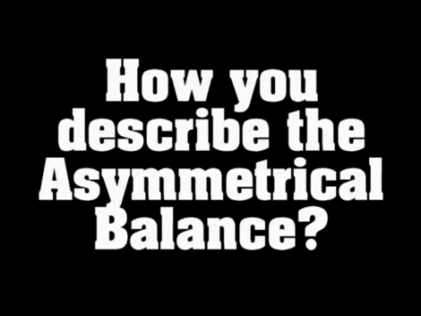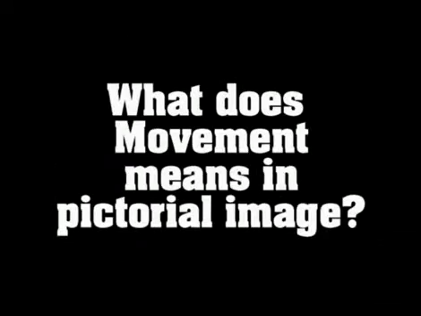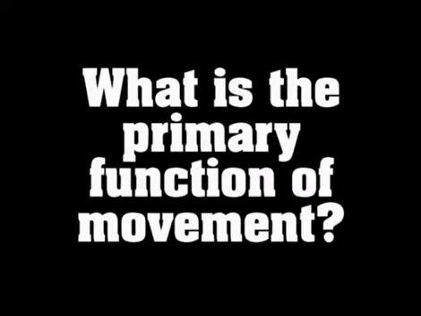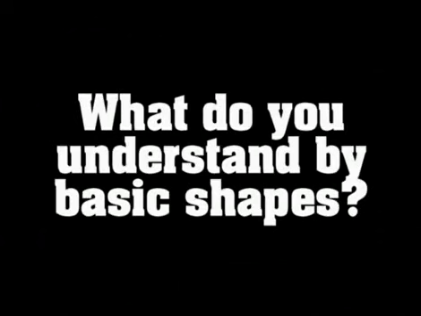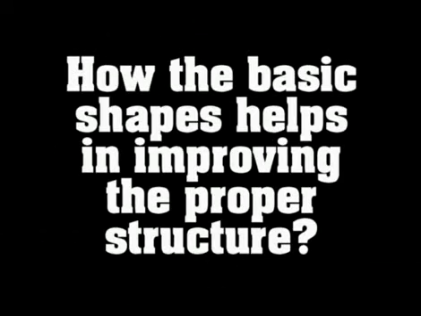Name two techniques to correct the problem of imbalance in your picture. How would you describe asymmetrical balance? What does movement mean in the pictorial image? What is the primary function of movement? What do you understand by basic shapes? How do basic shapes help in improving the proper structure?